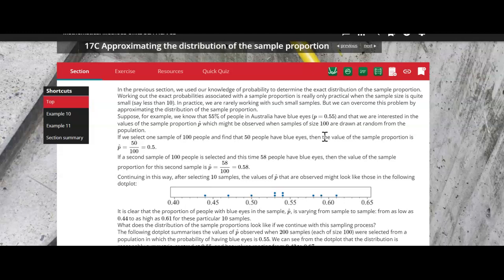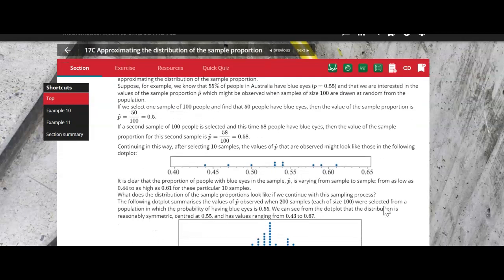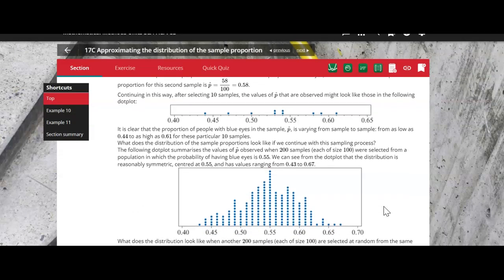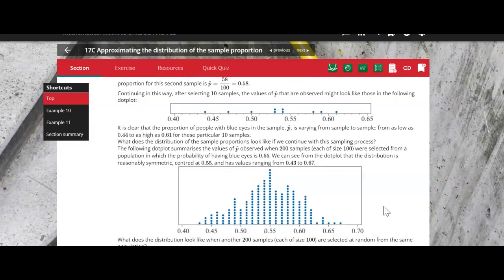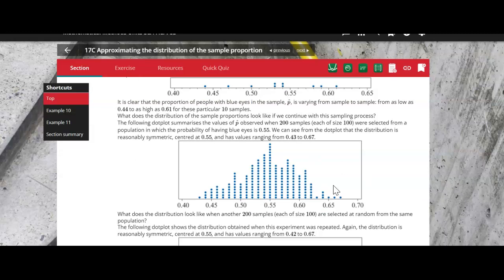If we kept doing it, you can see on this table that we're starting to see a symmetrical distribution, and we know symmetrical distributions are normal distributions. If we kept going with more and more samples, I think there are 200 samples of 100 people there. Each dot on the dot plot represents a sample of 100 people, so it represents the sample proportion of people who have blue eyes.